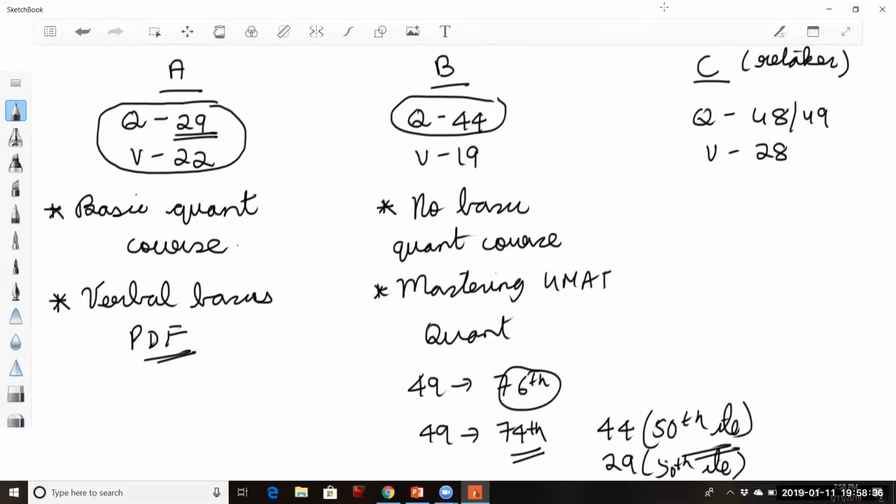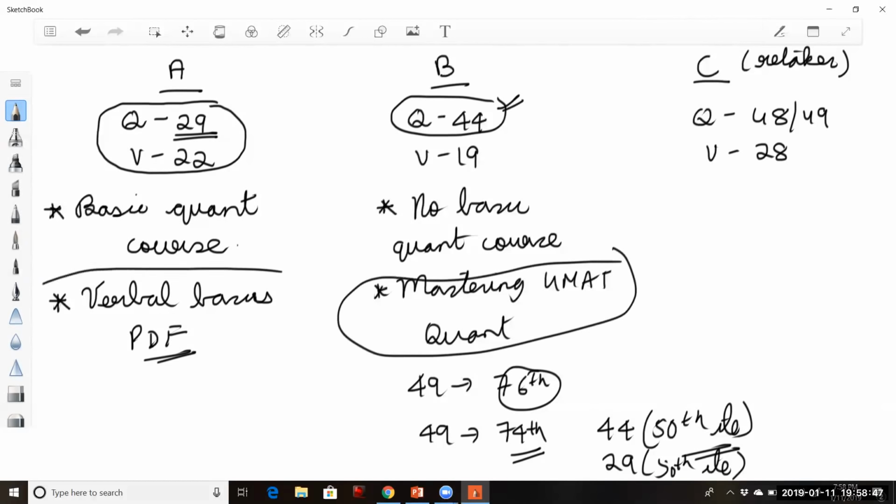Great. So coming back to this point, right? Like I said, test taker B, quant 44, verbal 19, no basic quant course, directly go to the mastering GMAT quant course. But I would definitely recommend that person goes to the verbal basic PDF, right? Because verbal clearly needs more attention of the two, right?